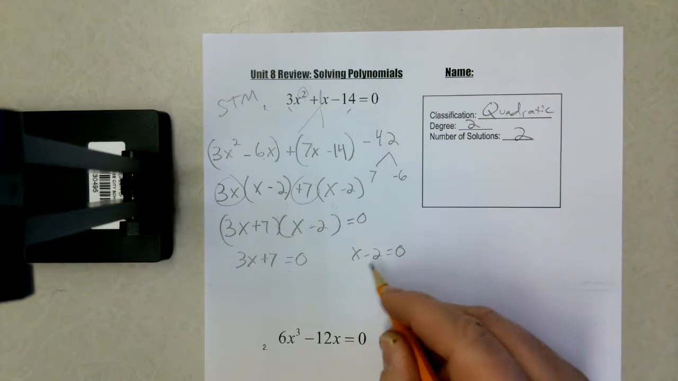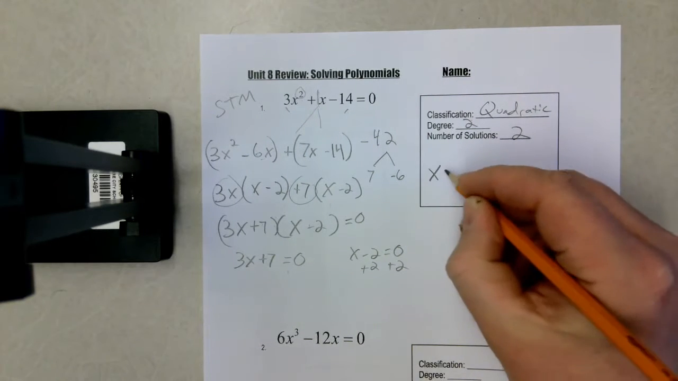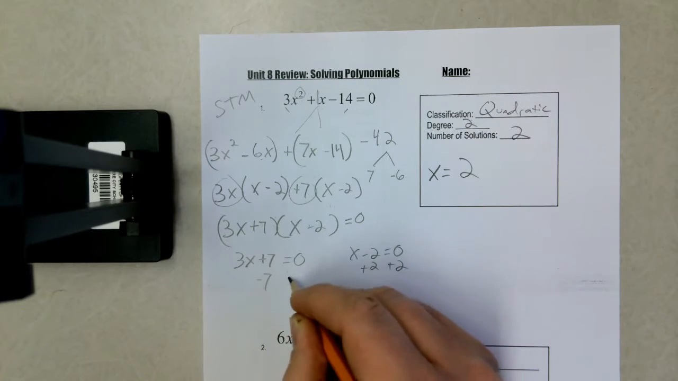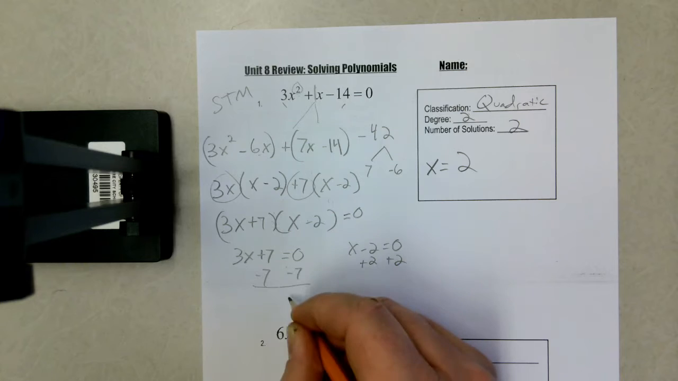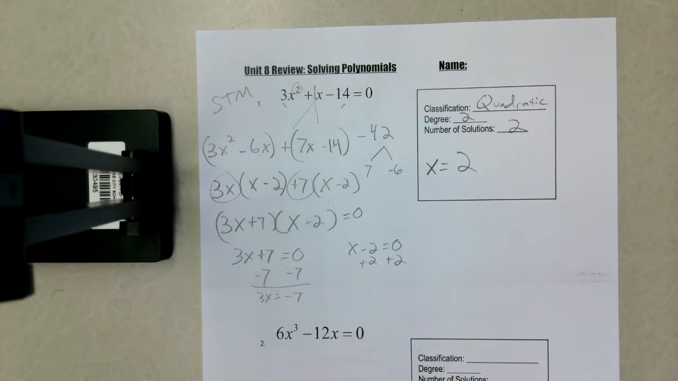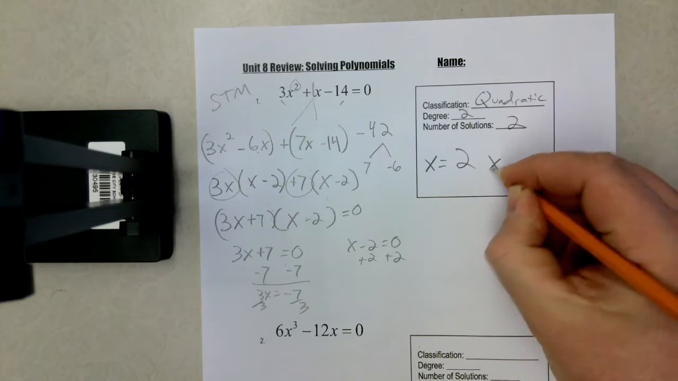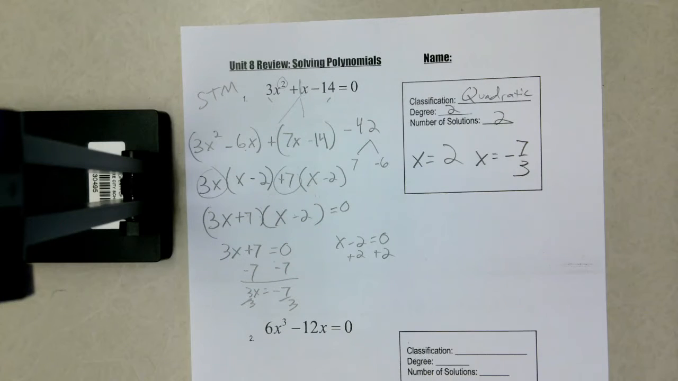Well, this one's easy. To get the x by itself, I just add 2 to both sides. My first solution is x equals 2. Here I do have to do a little algebra. 0 minus 7 is negative 7. Drop down the 3x, and then divide by 3. My second solution is x equals negative 7 over 3.